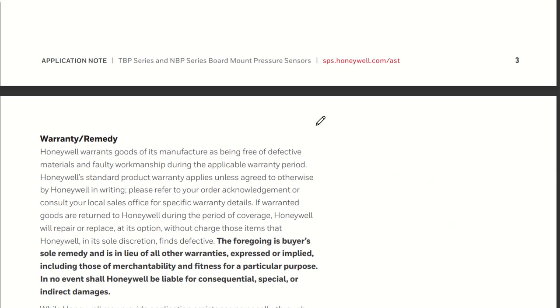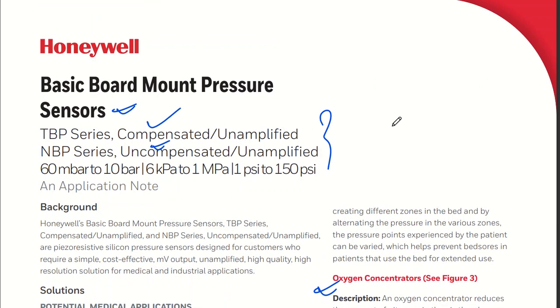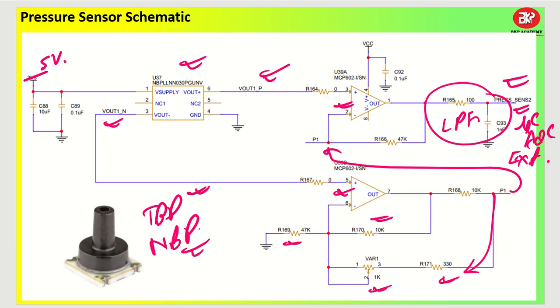Okay, so good. Any questions? All right, so I think you now have a good understanding about how we can find the pressure sensor, what the different values of the pressure sensors are, and what the application circuit is that we have designed.